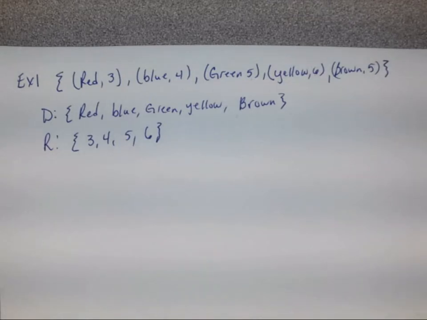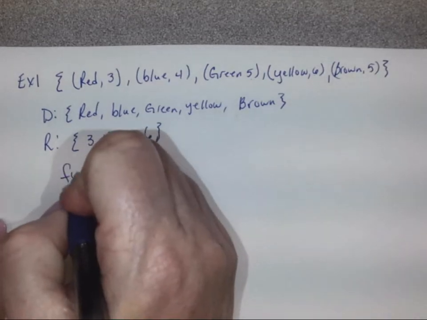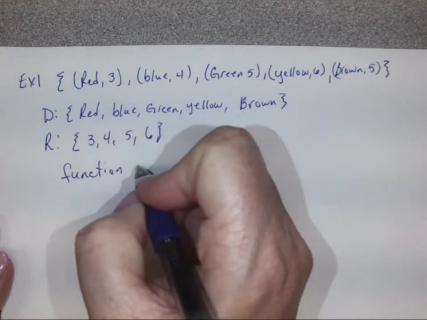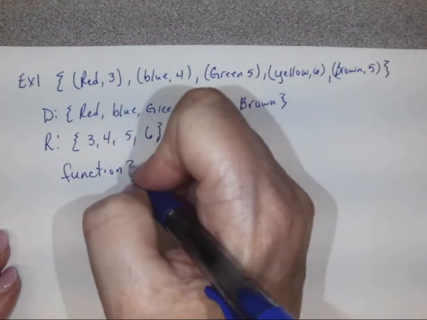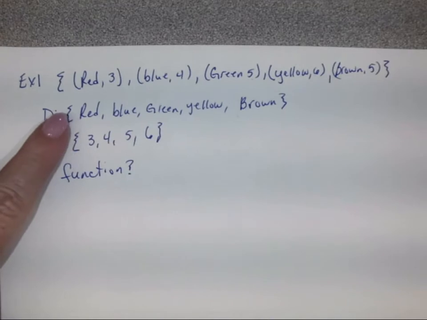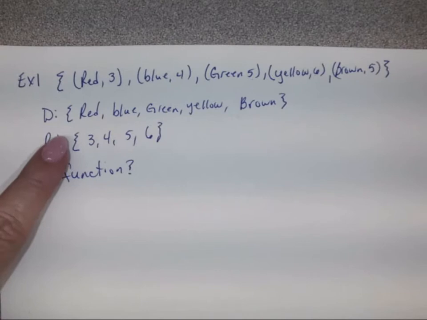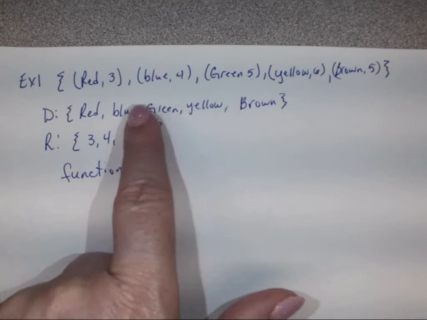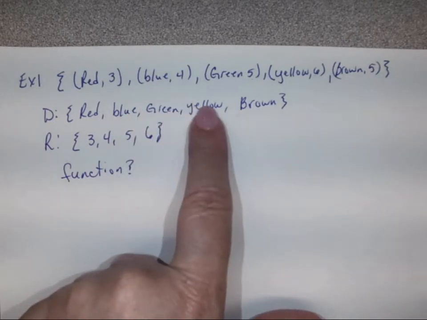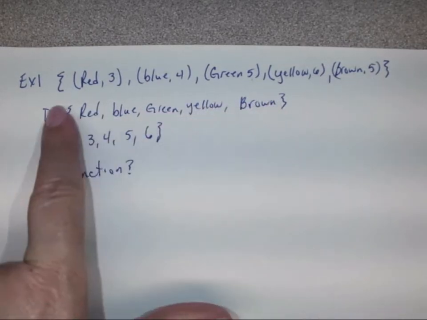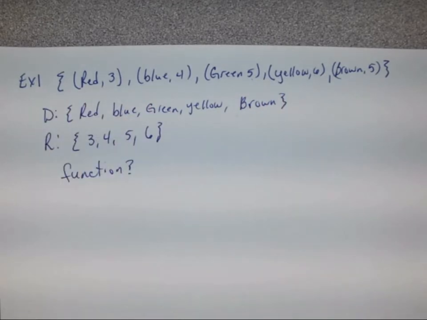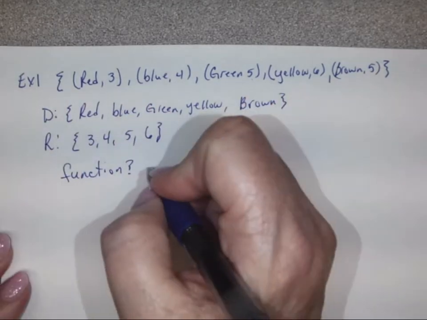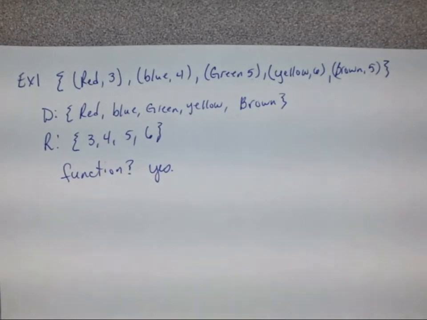So is this a function? That's our next question. Remember our definition for a function is that each element of our domain only corresponds to one in the range. Red, when we put it in, only got 3. Blue only got 4. Green got 5. Yellow was 6. And brown was 5. None of the x values or the domain repeat. So it is a function. So the answer would be yes.